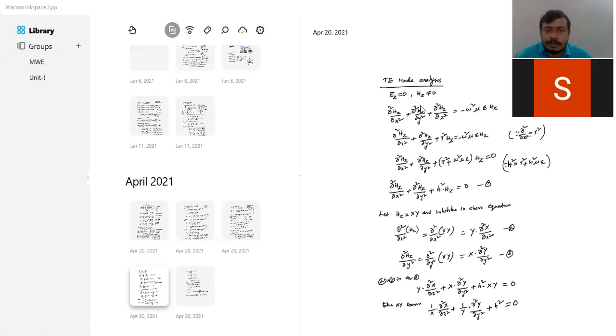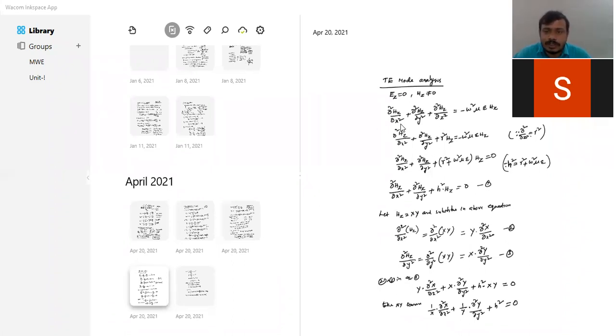So we are assuming the wave is propagated in z direction. So there is no electric field in the direction of z axis. So Ez is 0 for TE mode analysis. So Hz is not equal to 0. So the remaining four components like Ex, Ey, Hx, Hy are existing for the TE mode analysis.